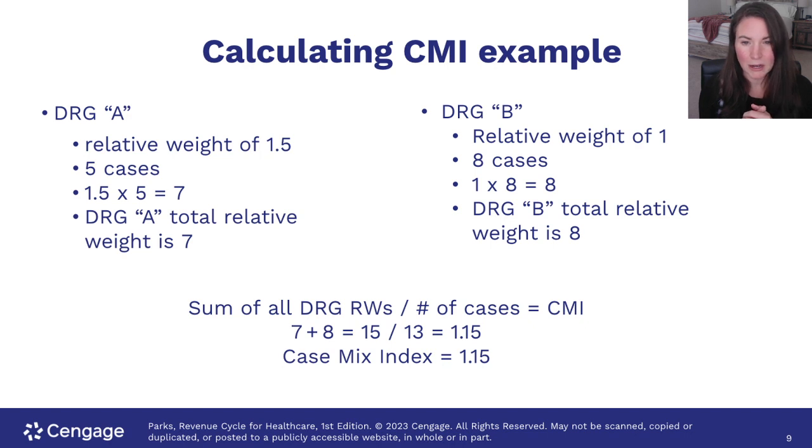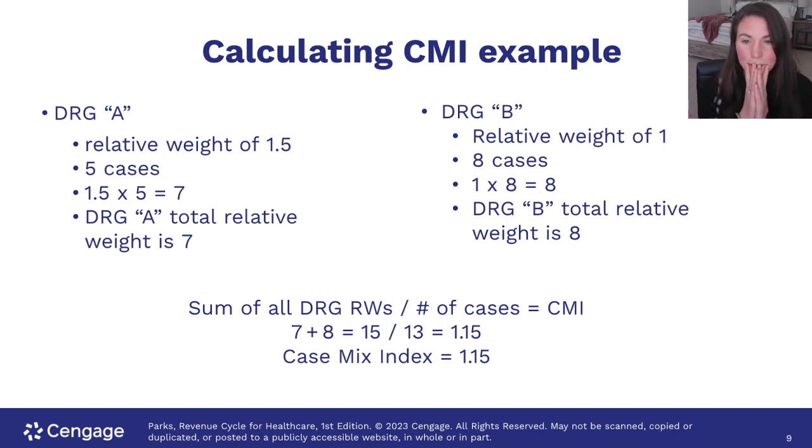Then we divide 15 by the total number of cases in DRG-A and B. Did I do my math wrong? Oh no, my math's right. Okay, disregard that. Sorry. So total number of cases would be 5 plus 8, which equals 13. So 15 divided by 13 equals 1.15. This is our case mix index.